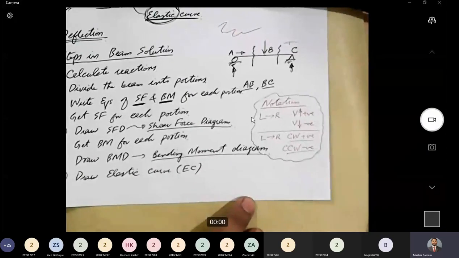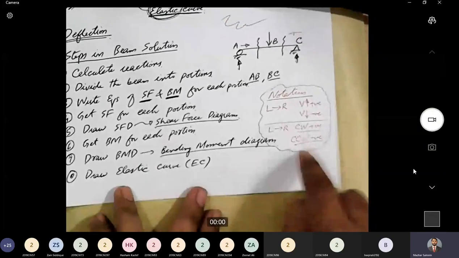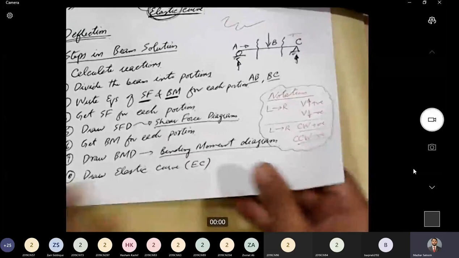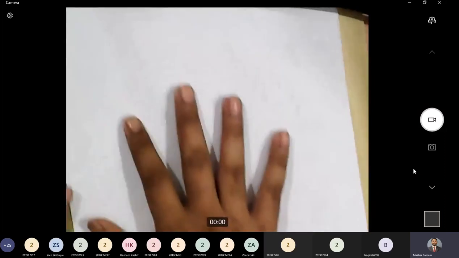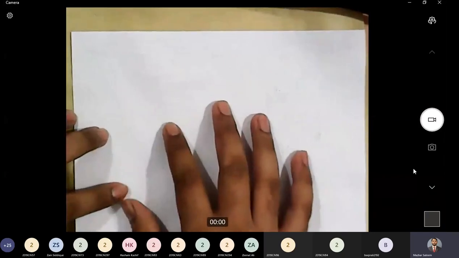Okay, I don't see any hand raised. So let's move on. Keep this convention in your mind. This is extremely important. So with this, I think we are ready to solve our first numerical problem. Now we have all the necessary information for the solution of beams. So let's start with our first example.